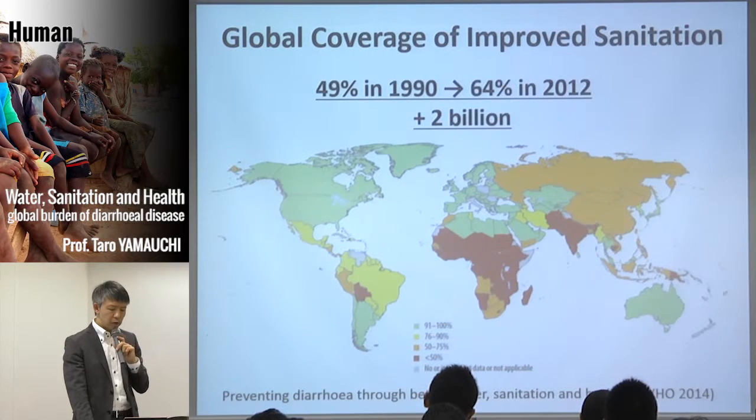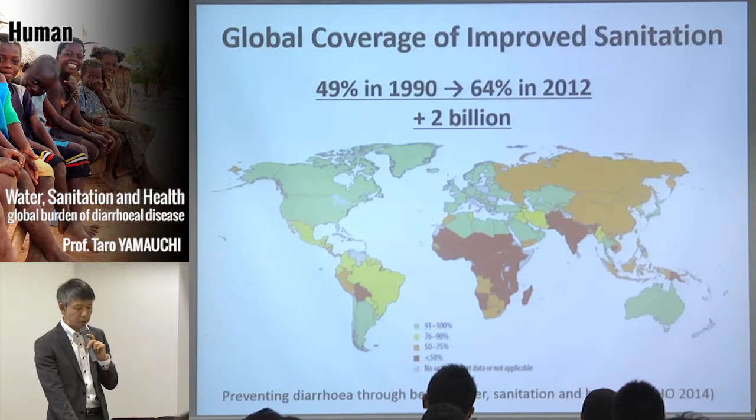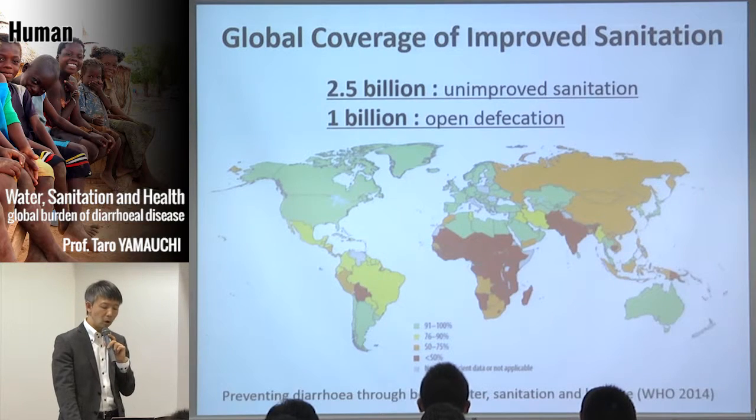The coverage of improved sanitation has increased from 49% of the population in 1990 to 64% in 2012, with almost 2 billion people gaining access to an improved sanitation facility during this period. Despite these improvements, 2.5 billion people still use unimproved sanitation facilities, and of these, 1 billion people defecate in the open. Based on these figures, it is unlikely that the MDG sanitation target will be met.